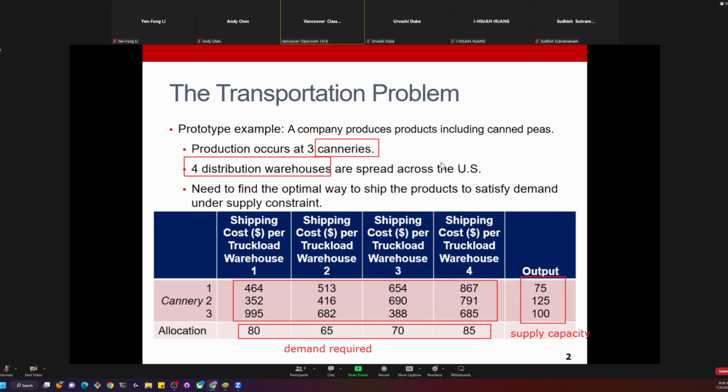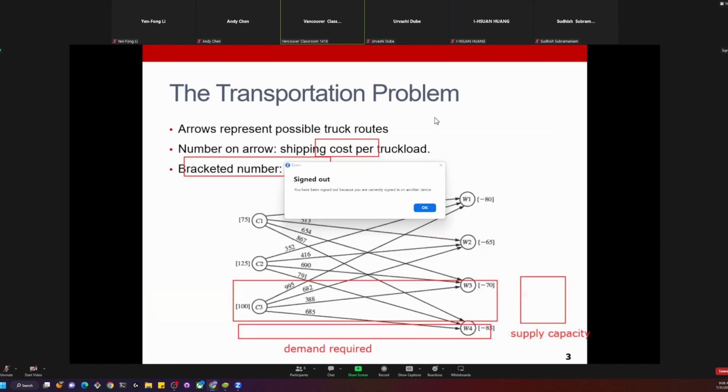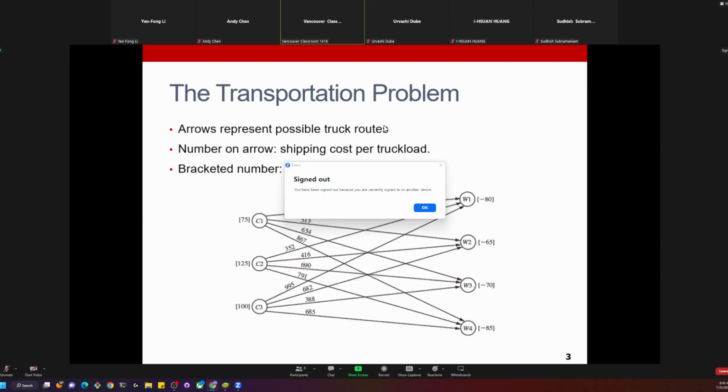But the setup is the same. You have seen this in the first week. So we can describe this network in a diagram like this. So we have the 3 sources, the canaries, the 4 warehouses, which will receive the units, and then you have all these combinations of the shipping costs. That'll be the shipping cost per truckload.